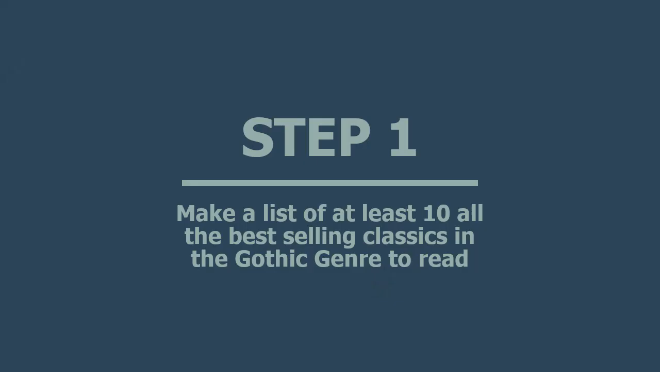So step number 1, make a list of a minimum of 10 books in Gothic literature. Now, if you want to write or are interested in another genre, just replace every reference I make to Gothic literature with whatever genre you want to study. The technique would be the same in any genre. So this is my list of books I have posted here.